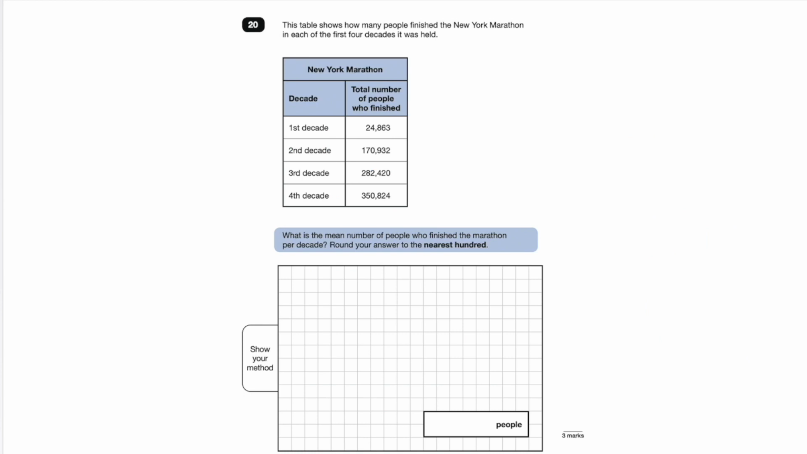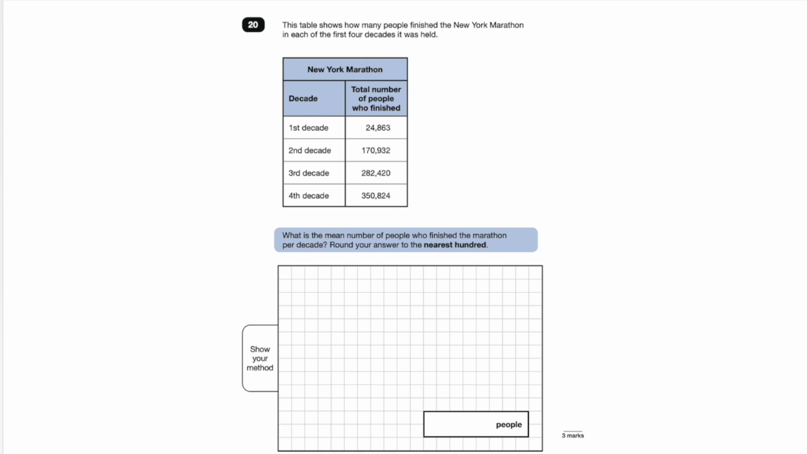Question 20. This table shows how many people finished the New York Marathon in each of the first 4 decades it was held. A decade being 10 years, but I don't think we need to know that. So in the first decade, we can see 24,863 people finished. Then it went up to 170,932, and then 282,420. And then finally, in the fourth decade, 350,824 people completed it. Then it says, what is the mean number of people who finished the marathon per decade? Round your answer to the nearest 100.